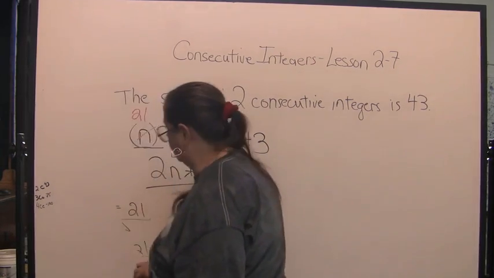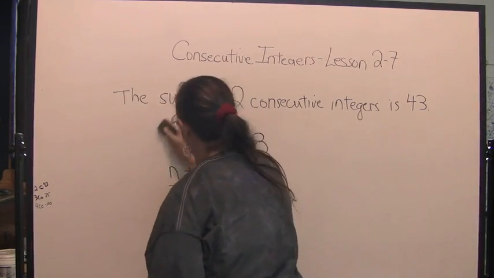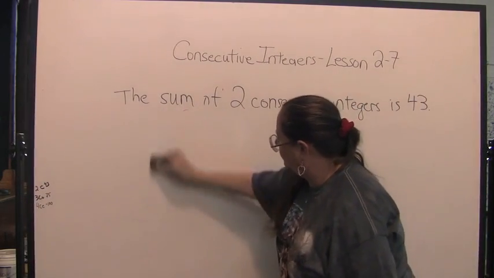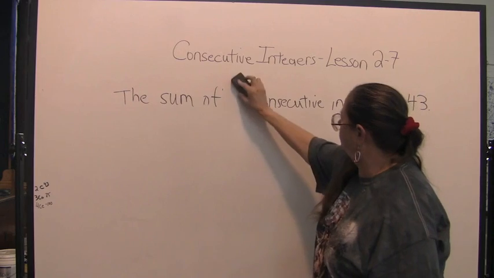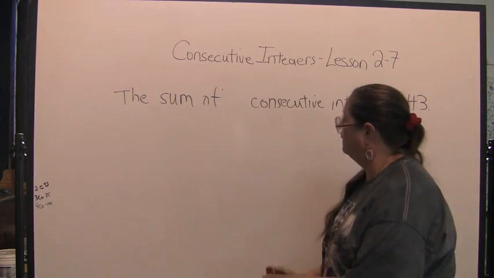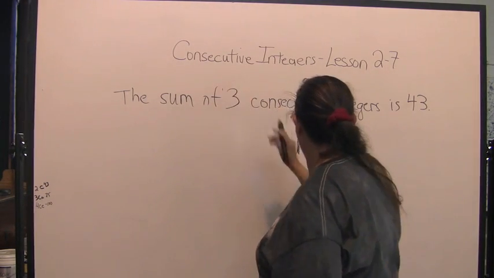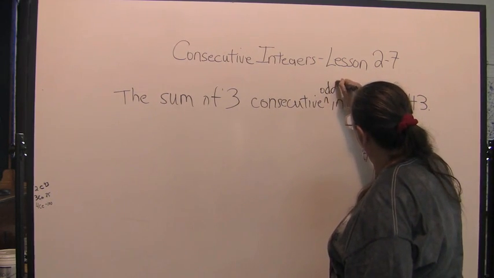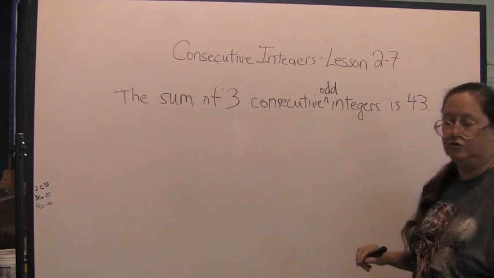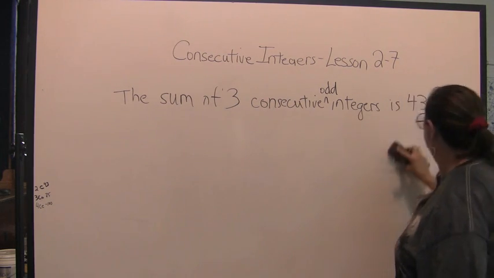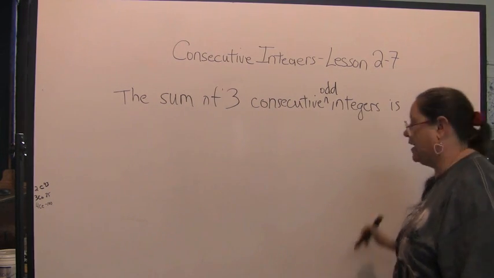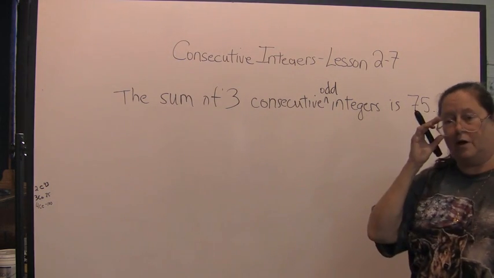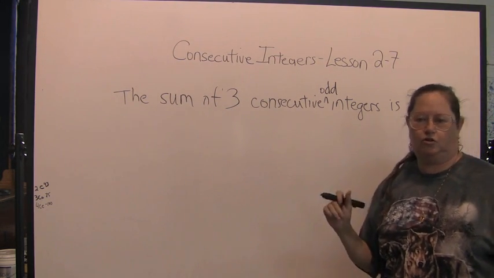Now, let's look at one where we do odd integers. So the sum of, let's do 3 consecutive odd integers is 75. Okay? Now, your book shows you one way. I'm going to show you an additional way.